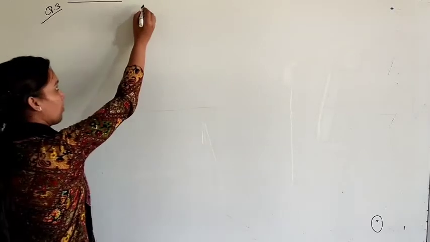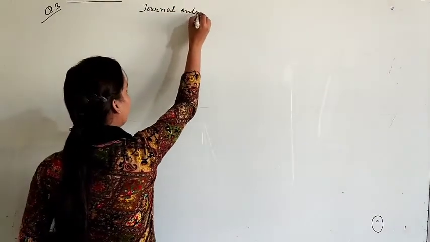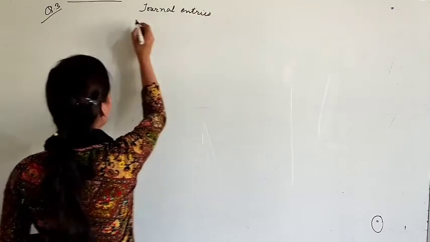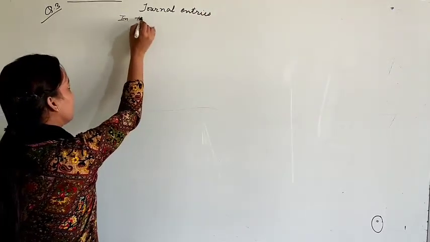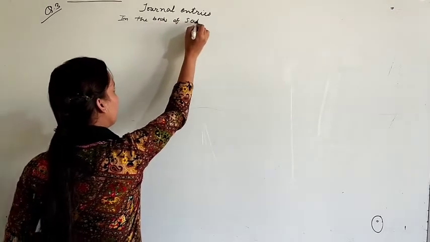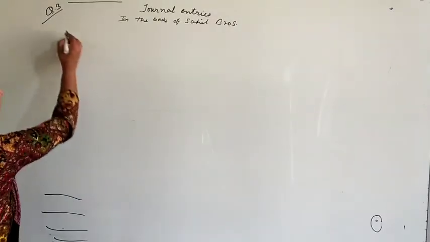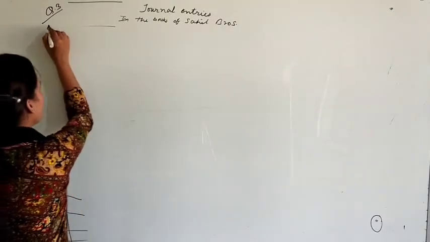Question number 3: enter the following transactions in the journal of Sahil Brothers. Actually this is the name of the firm. So first of all we will write journal entries in the books of Sahil Brothers. Okay, let's prepare the format first.